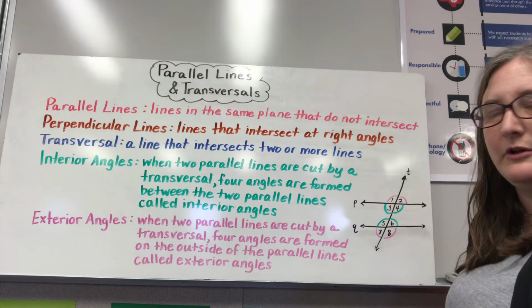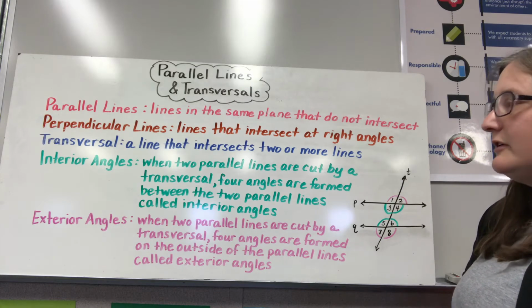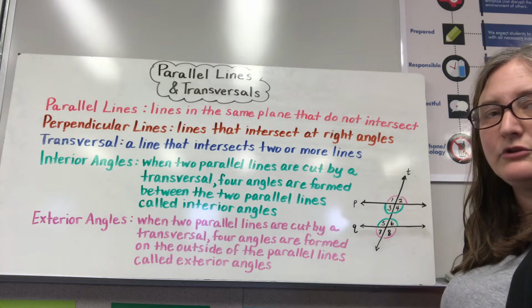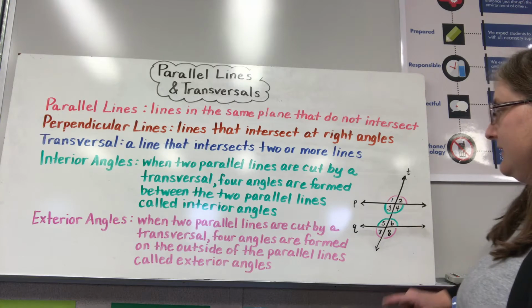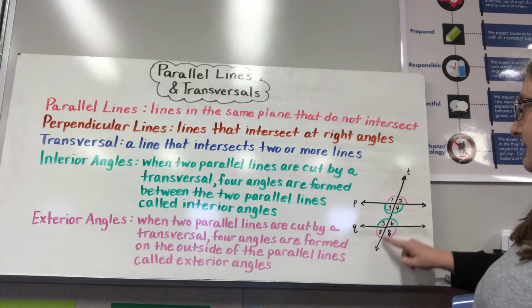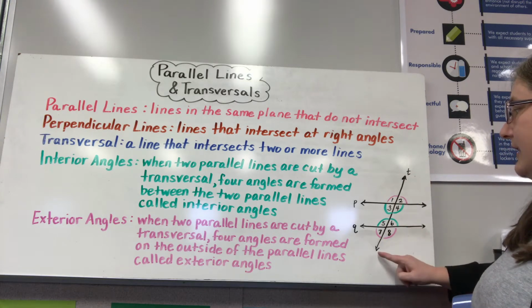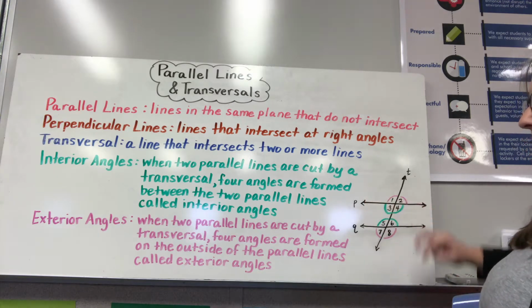A transversal is a line that crosses over, intersecting two or more lines. So in this diagram, line T is our transversal. It's cutting across these two parallel lines.